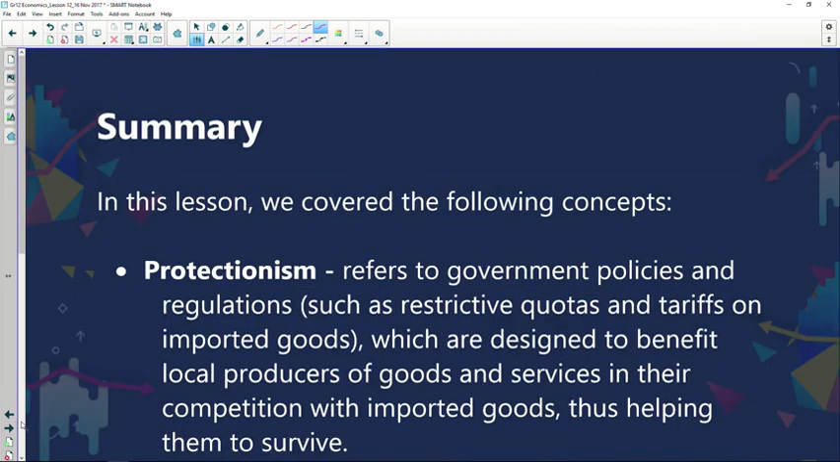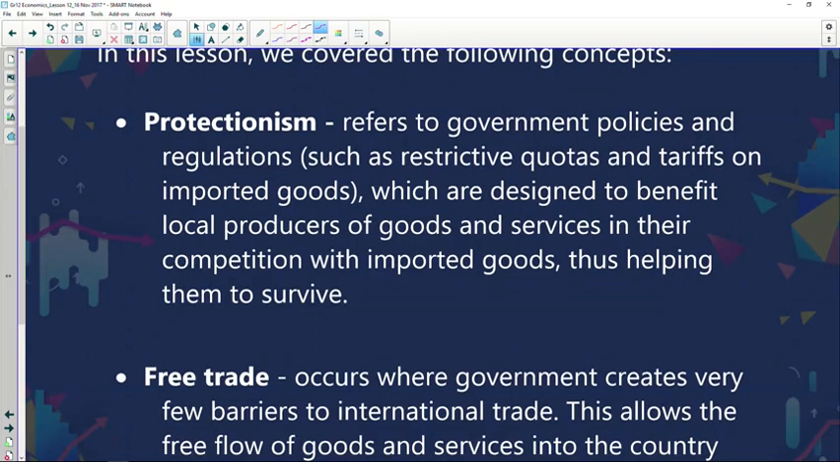So let's quickly sum up our lesson. In this lesson, we covered the following concepts. We've looked at protectionism as an important concept, where government puts policies and regulations in place through restrictive quotas and tariffs which are designed to benefit local producers of goods and services.